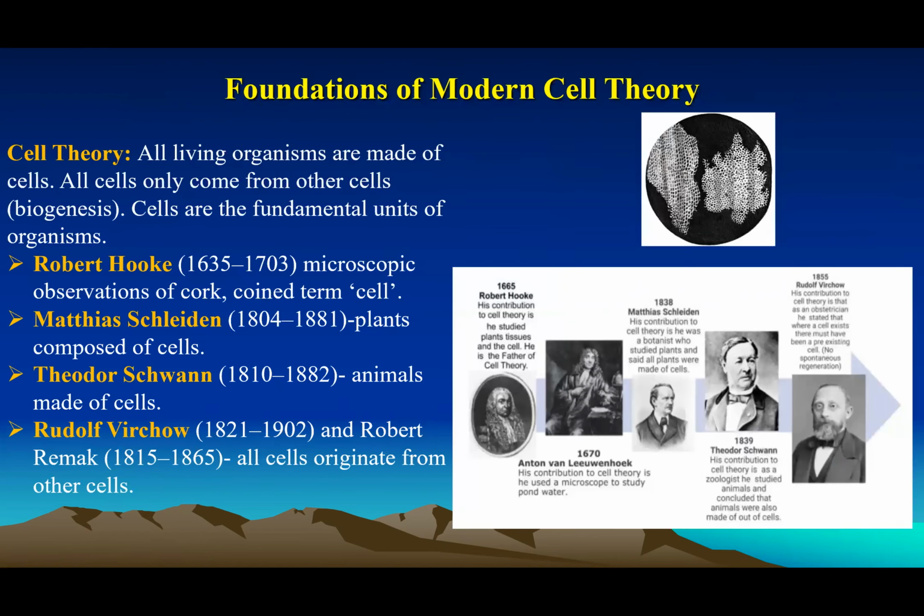We'll then see what cell theory is. So what is cell theory? Cell theory states that all organisms are made of cells, and cells can only come from pre-existing cells. That is called biogenesis. The cell is the fundamental unit of all living organisms. Robert Hooke first observed cork cells under the microscope, and then he coined the word cell because it looks like a jail cell, like little cubes.